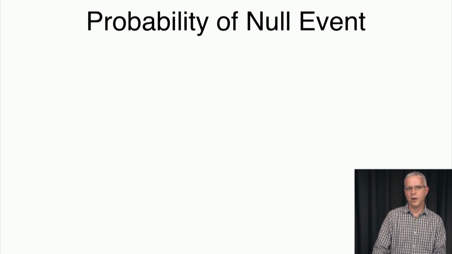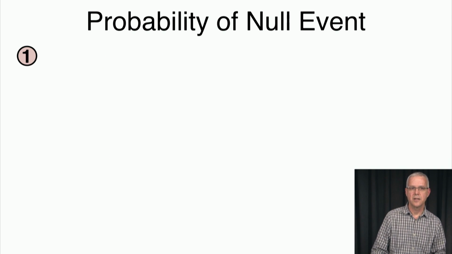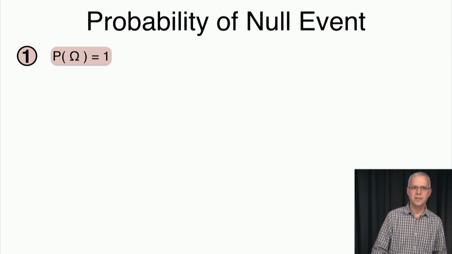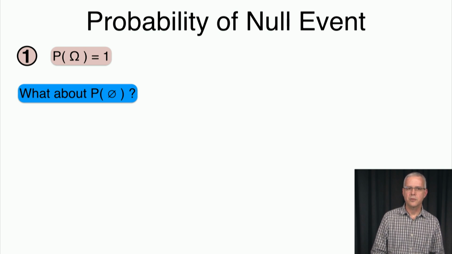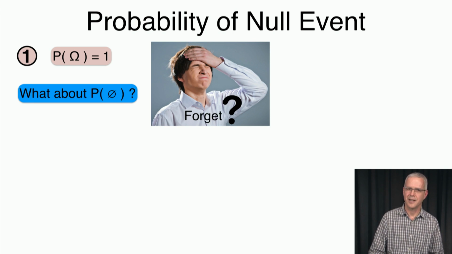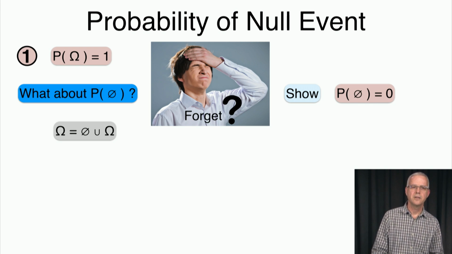Okay, so let's start, as I said, with essentially 0. What is the probability of the non-event? Remember that unitarity says that the probability of the whole sample space is 1. But what about the probability of the empty set? Did we just forget to mention it? No. We're going to show that the probability of the empty set can be proved to be 0. Okay, so the proof is going to be simple.